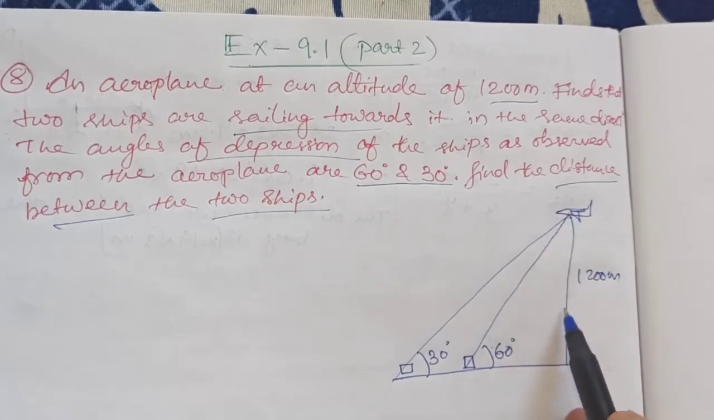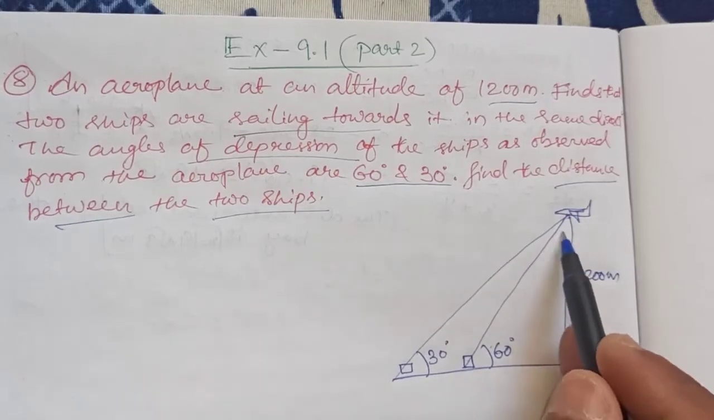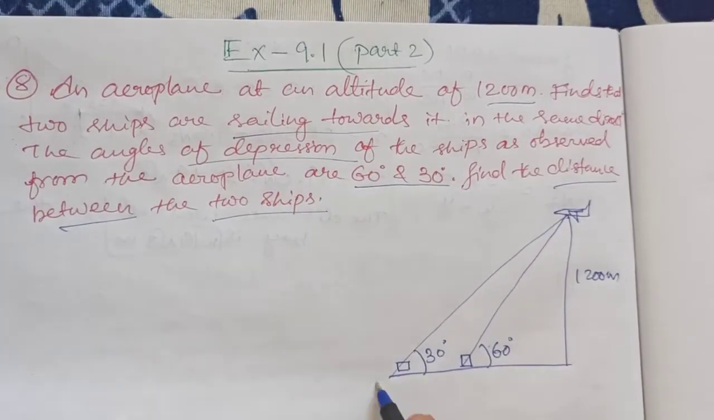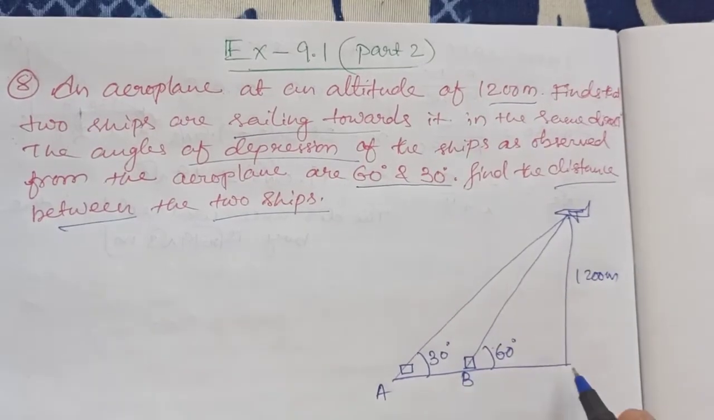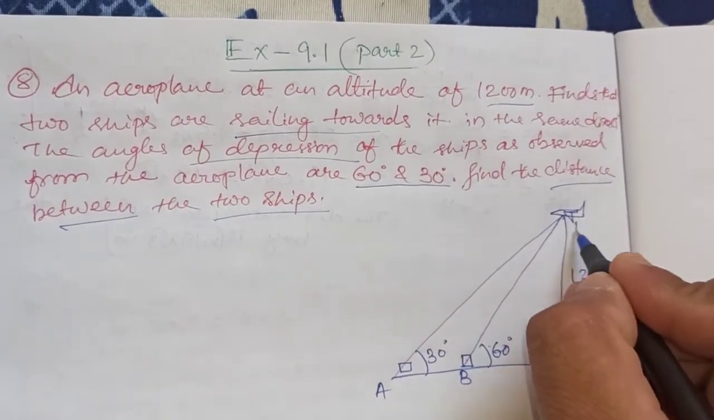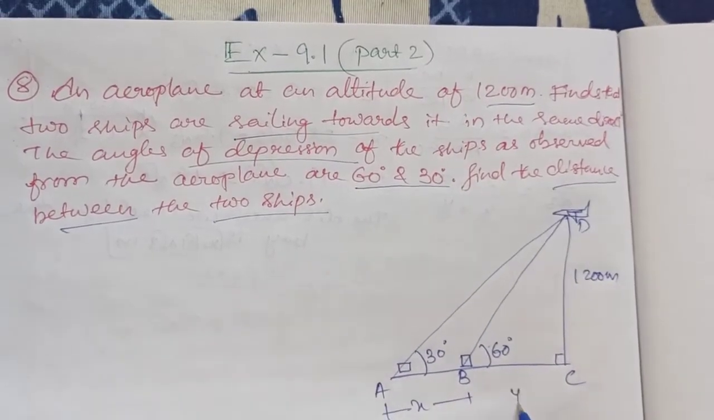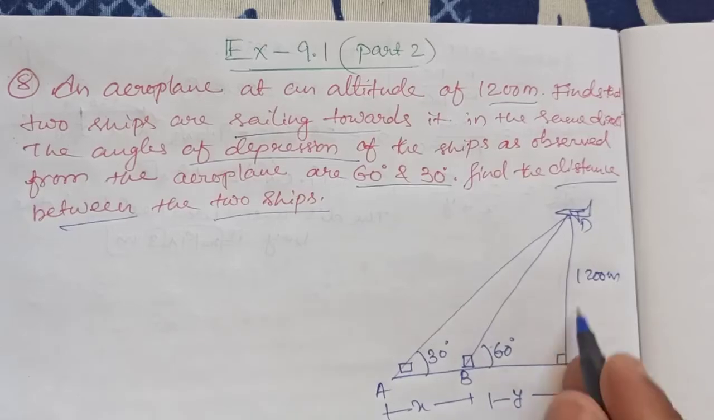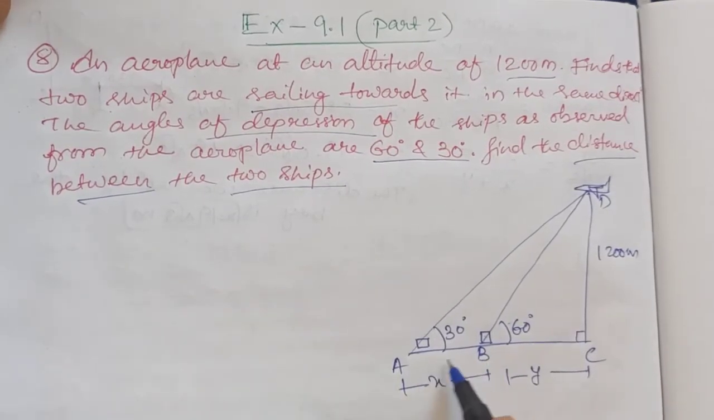Okay, so the plane is flying at a height of 1200 meter and it is observing two ships sailing towards it. We have to find out the distance between the two ships. That means we have to find out the distance AB. We will name it ABCD. This is, suppose, X I will take, and this one will be Y. Okay, we have the height, so we will use a trigonometric function to find the value of X.